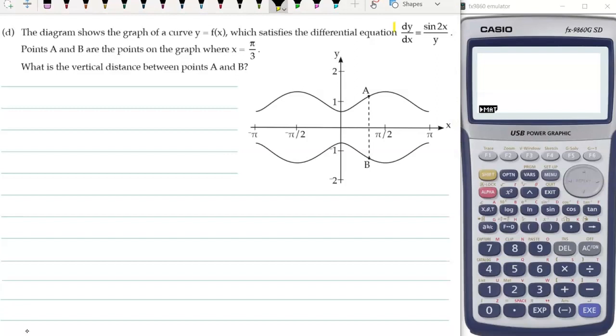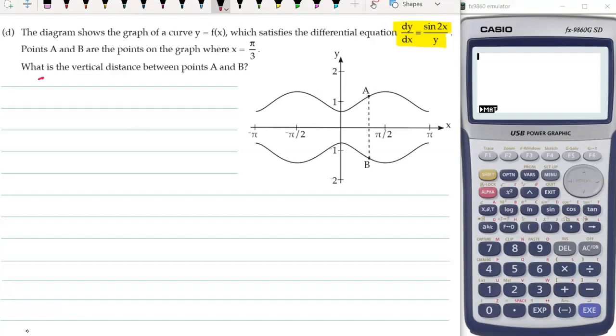We have this derivative equation here, and from that we need to be able to work out an equation in y equals something so that we can find this distance here between the y coordinates for A and B. So let's get to work with that differential equation.